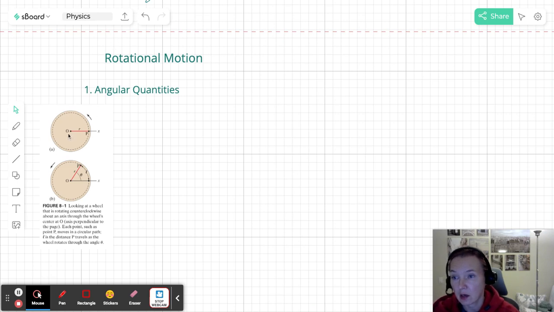It rotates around, so a circular object, some wheel, rotates around the point O, the center of the circle, in the counterclockwise direction. So all the points are rotating like so. The axis of rotation is sticking out of the page towards us, out of the screen towards us, and that is an imaginary line.